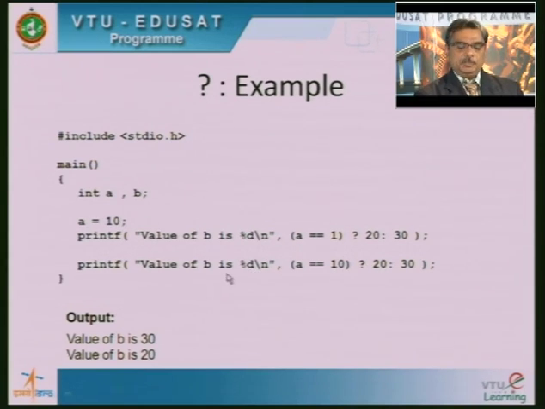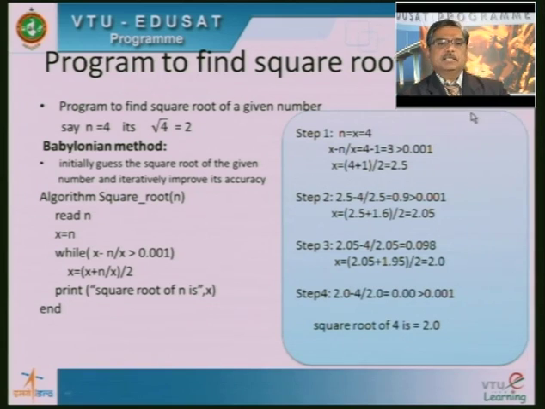This is the method of using a ternary operator in your programming in order to assign the value. The question mark and colon are the two symbols that are used.